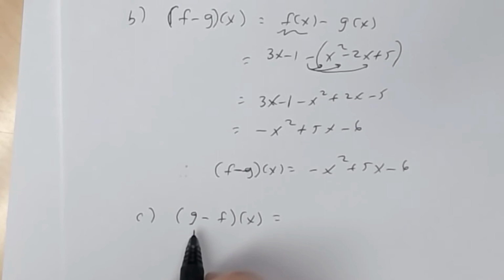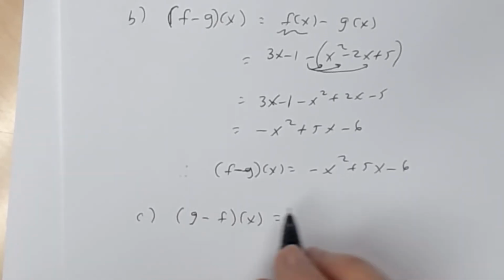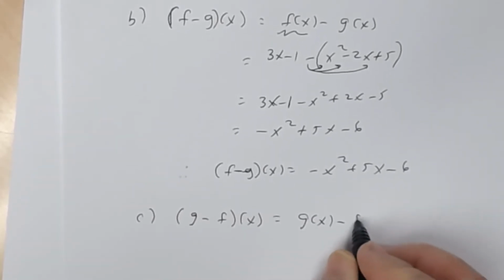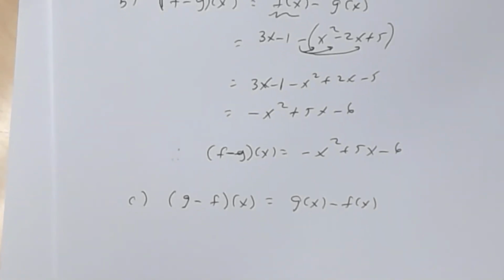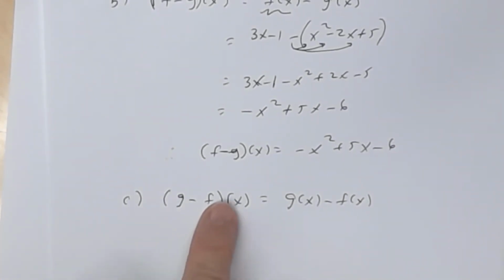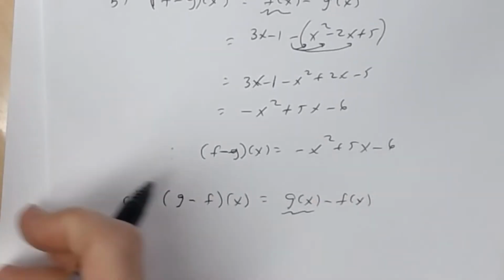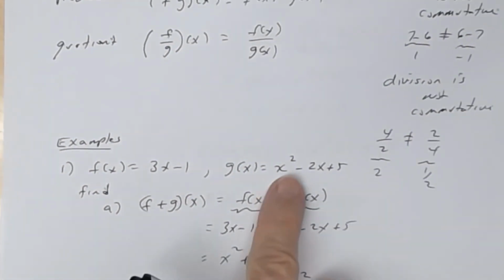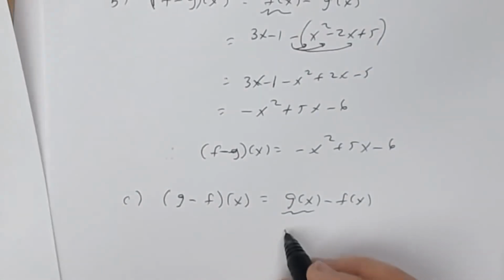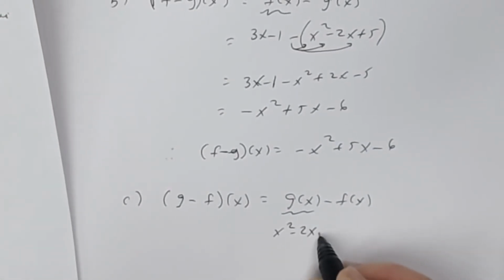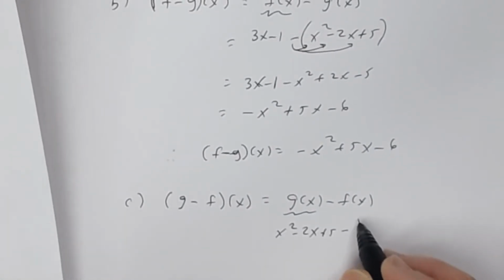So that's what we get. So by definition, I put this first. So it'll be g of x minus f of x. Okay, so that's important to have seen this. G of x minus f of x. G of x, remember, is this. This is g of x right here. So I put that right here. x squared minus 2x plus 5. And I'm subtracting f of x.